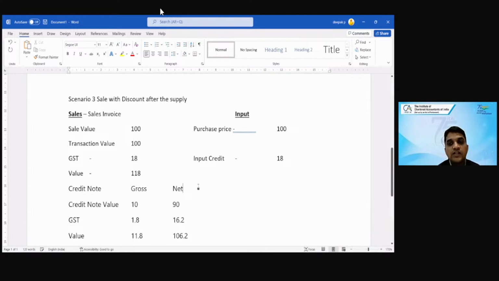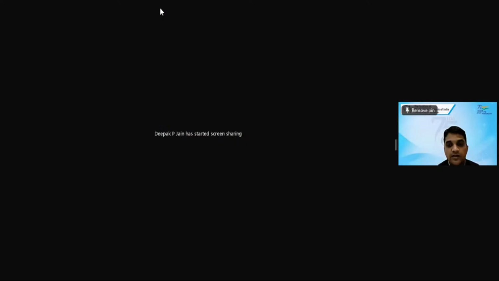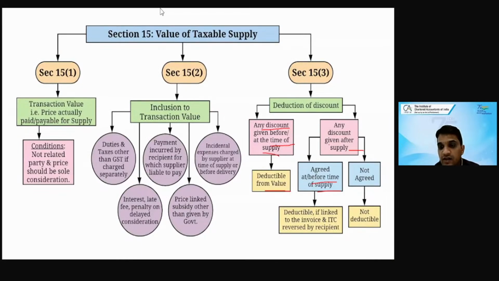Now if you see, remember that slide, we said that any discount which is given after supply should be agreed at the time of supply. Yes, it is agreed. Apart from that, there is another condition which you have missed out. It says that any discount given after supply should be agreed before the time of supply, and it is deductible if it is linked to the invoice and ITC is reversed by the recipient. OK, ITC should be reversed by the recipient. What is the use of credit note?